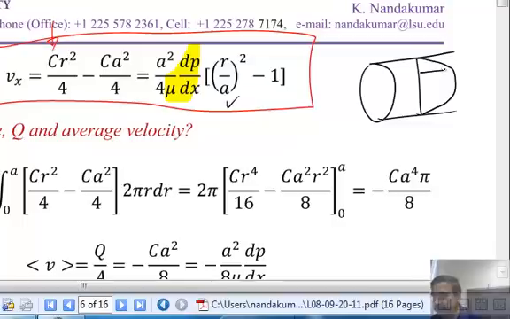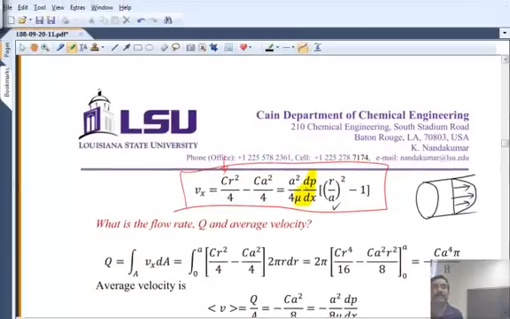And it is, of course, an assumption. It's a one-dimensional flow. And we also notice that the velocity profile is inversely related to the viscosity, and directly proportional to the square of the radius of the pipe.